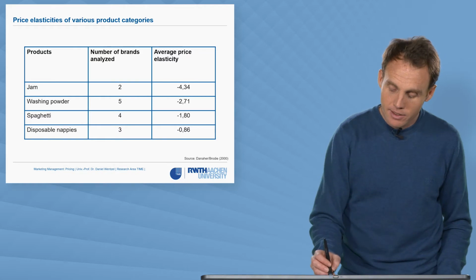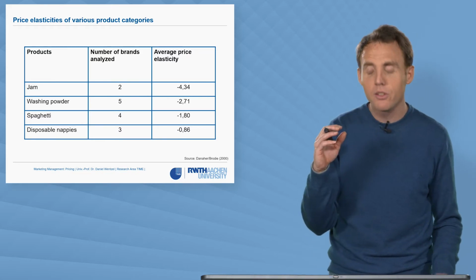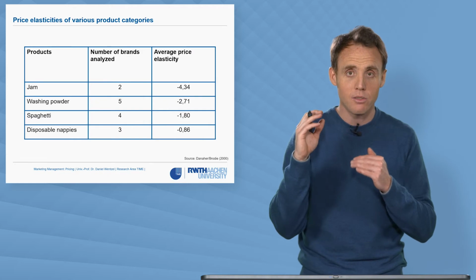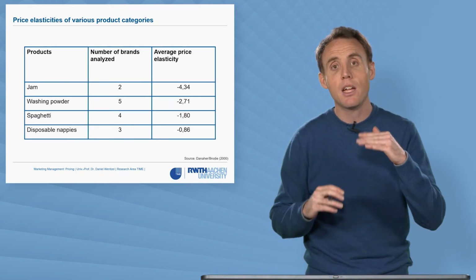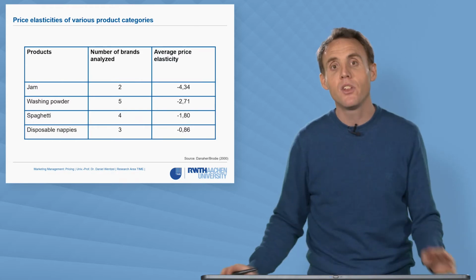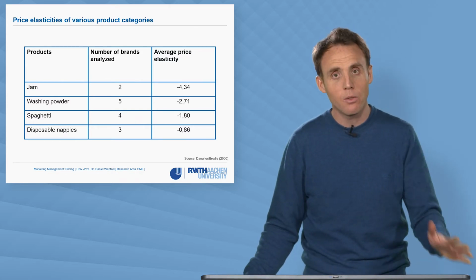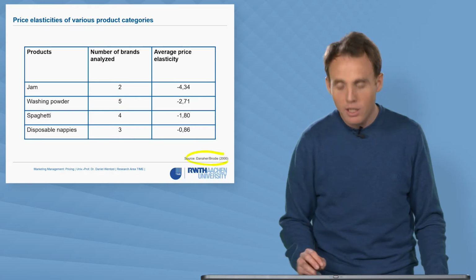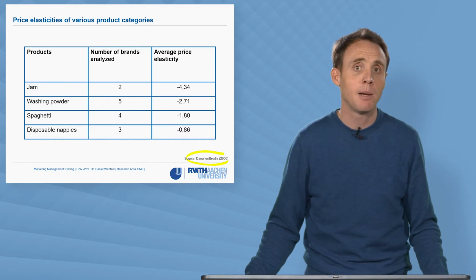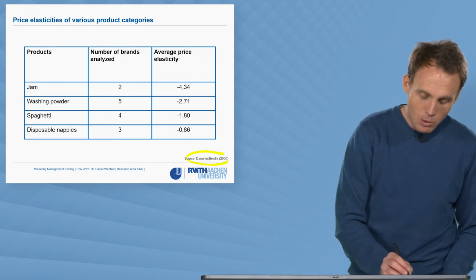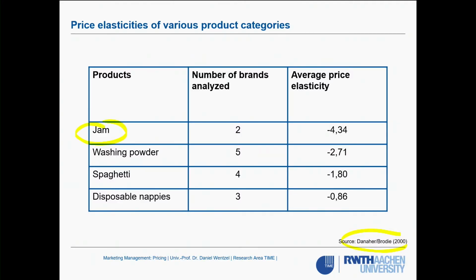So in terms of price elasticity, higher numbers signify higher sensitivity, right? Now a higher number indicates that the relative change in demand is bigger than the relative change in price. Now these people, Danaher and Brody, they looked at what the price elasticity is across these different types of consumer goods. Now they can see, well, it's pretty high in the context of jams, right? So minus 4.34, that's pretty high.